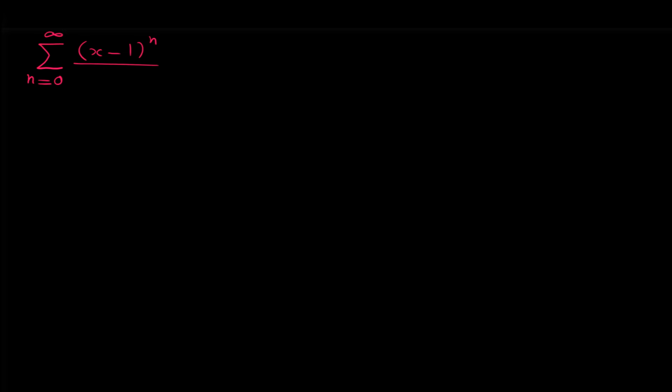n over 3 to the power of n. We want to find for what values of x this power series converges. To answer this question, we use the ratio test. First, I name the expression in front of the sigma a sub n. So I suppose a sub n to be (x minus 1) to the power of n over 3 to the power of n.